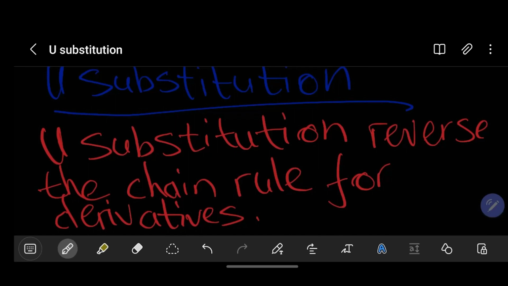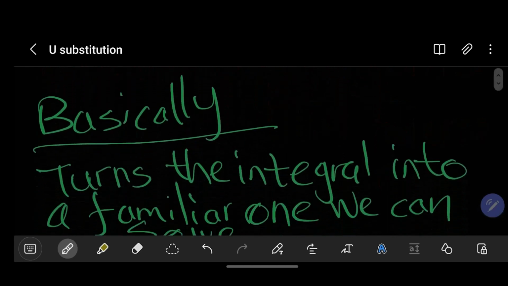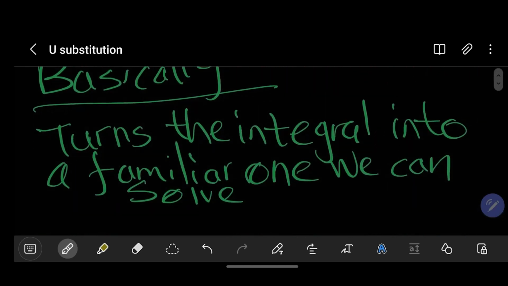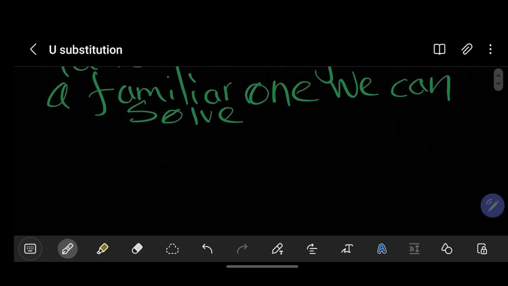So what is U-Substitution? U-Substitution basically reverses the chain rule for derivatives. If you don't understand this, I basically say that it turns the integral into a familiar one we can solve with the different integral rules that I've shown you in my previous video, and I'll leave the link to that video up here. So please take a look if you did not have a look at that video with the different rules, because we will be implementing those types of rules in solving some of the integral problems in this video. So let's get straight into it.